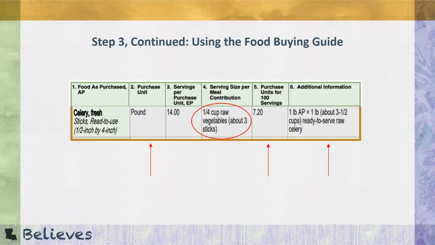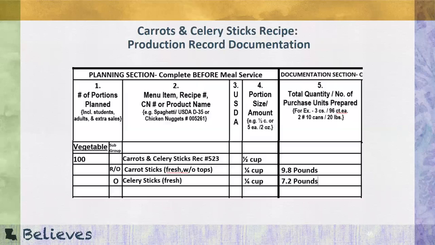Note that the fresh carrots that required preparation prior to service resulted in a loss of yield due to product loss in peeling, so 1 pound of fresh carrots yields 0.7 pounds per 1 pound purchased. The additional information on the celery sticks that are ready to use shows they yield 1 pound of creditable vegetable per 1 pound of purchased product. This is why fewer pounds of celery sticks will be listed on the production record than pounds of carrots, although both products are listed as fresh 1/4 cup serving.